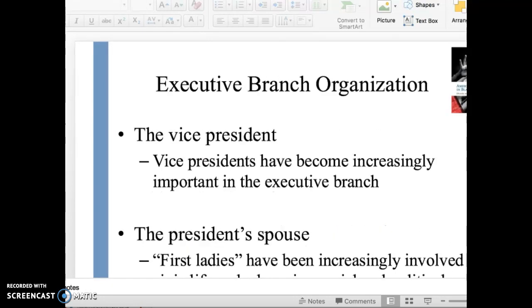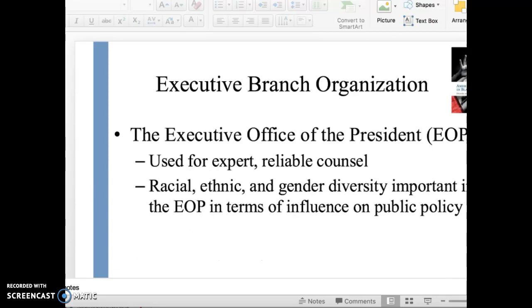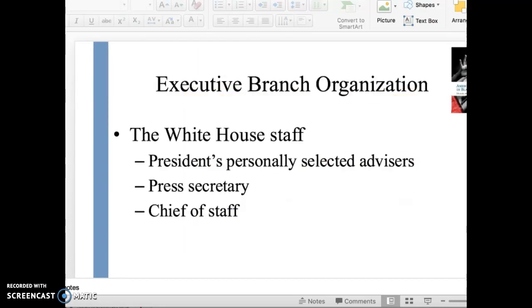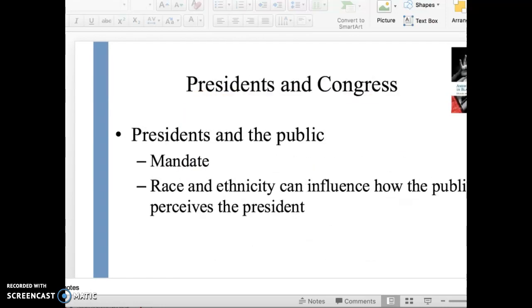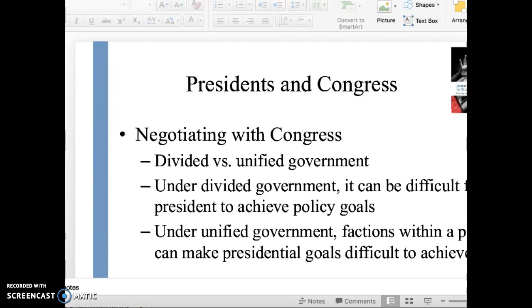The veto power, the organization of the branch, the cabinet, and the executive office of the presidency. And here are all these details and the years in which they were established. And as we end, think about this: what is the relationship between presidents and Congress? How is this structured and how is it going?